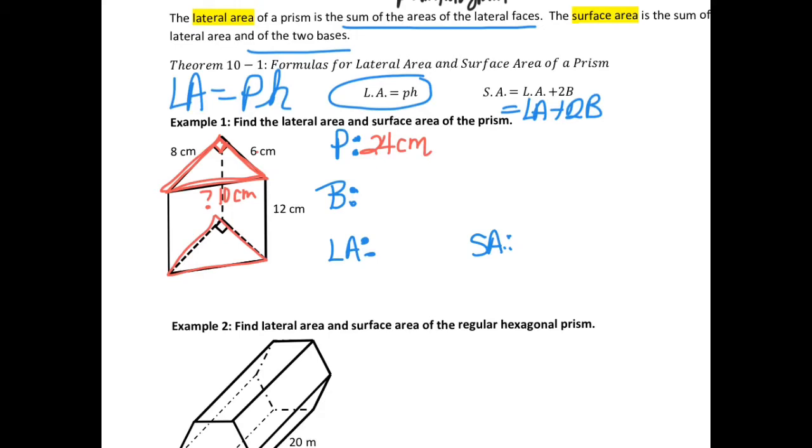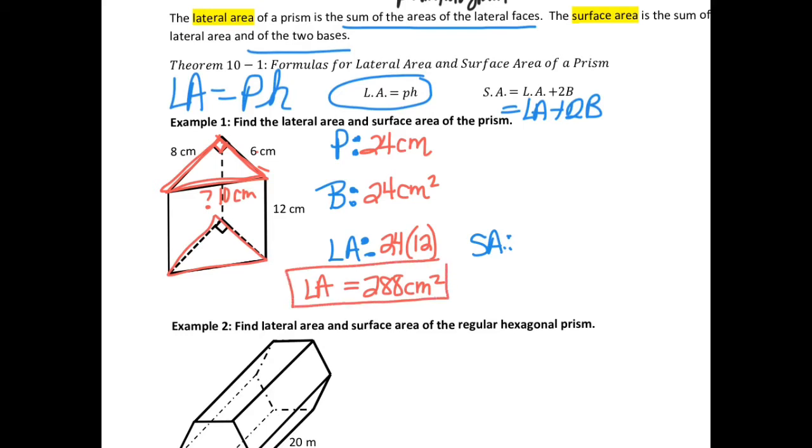Now I want to find the area of the base. The base is a triangle. The area of a triangle is 1/2 the base of the triangle times the height. So half of 6 times 8 is also 24, but this measurement is centimeters squared. Now I'm going to use the formula to find the lateral area. Remember, the lateral area is the perimeter of the base times the height of the prism. So the lateral area equals 288 centimeters squared. And that's what the question asked for.